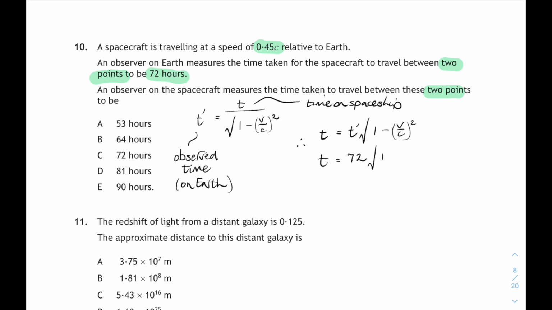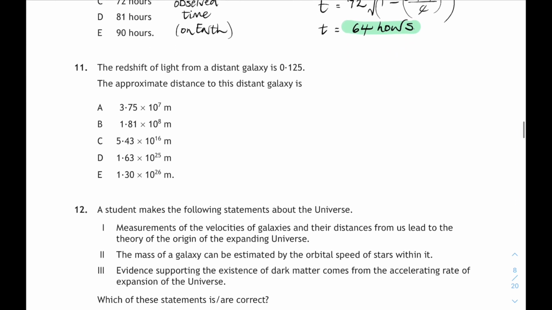72 times the square root of 1 minus 0.45c over c all squared. The c's will cancel out, and it becomes 72 times the square root of 1 minus 0.45 squared. Make sure that term is bracketed before you square root it. And if you do that in your calculator, you'll get 64 hours. And 64 hours is the answer we're looking for there. It's answer B, 10B. That is a monster.